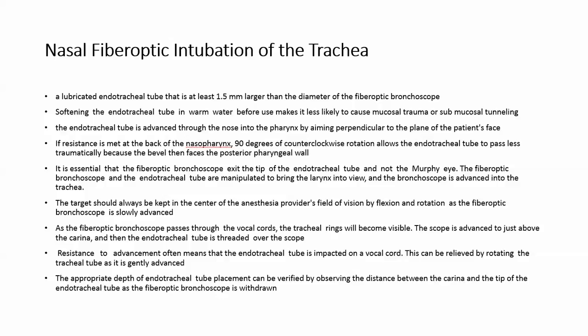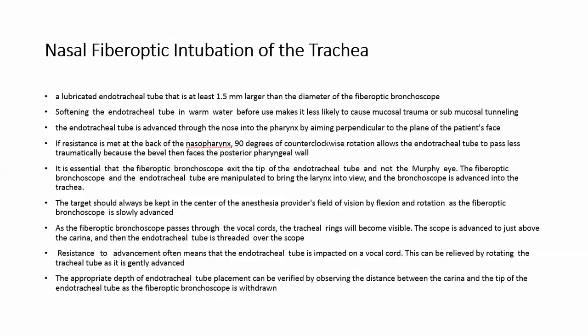A step-by-step approach to nasal fiber optic intubation of the trachea under local anesthesia. A lubricated endotracheal tube larger than the diameter of the fiber optic bronchoscope is softened by placing it in warm water before use, as it is less likely to cause mucosal trauma or submucosal tunneling.